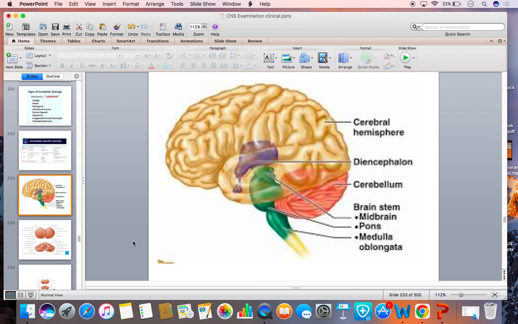Well, this picture shows the appearance of the cerebrum, or the brain. It has the cerebral hemispheres on the top. Inside is the diencephalon, that continues into the brainstem, which consists of midbrain, pons, and medulla, and the lowermost part below the cerebral hemisphere is the cerebellum.